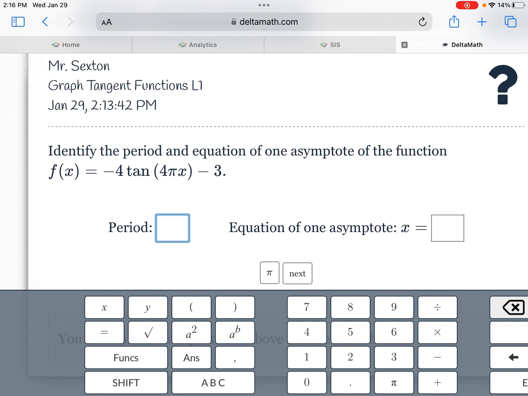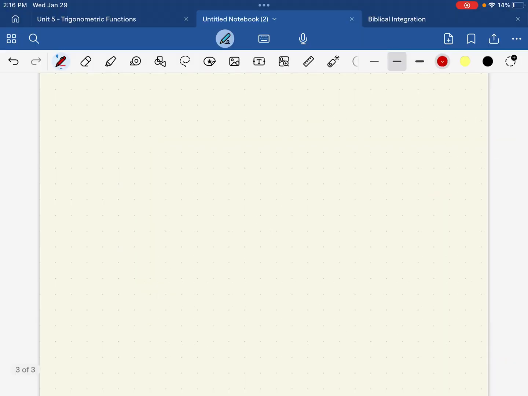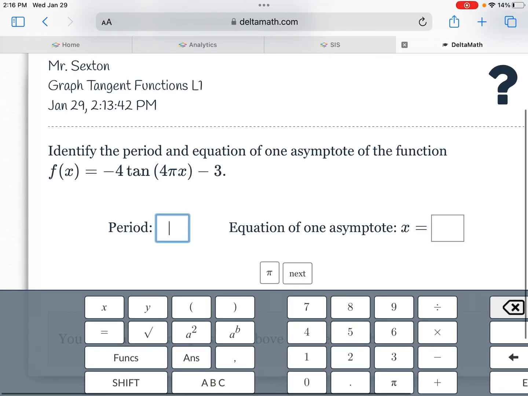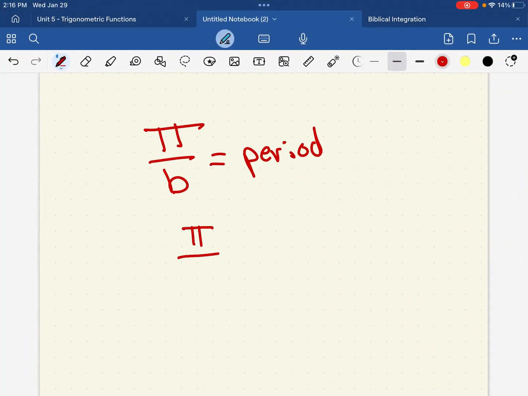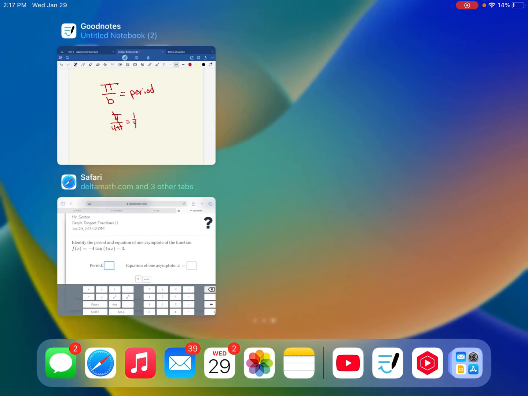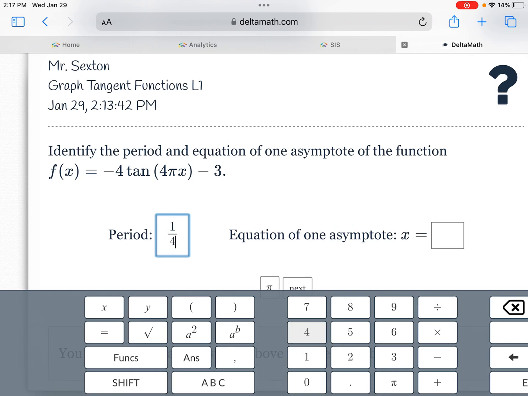The first thing it's gonna ask you is for the period. Now remember from our notes, period is pi over b. So we need to know b in order to know the period. And remember also from our notes, b, if you look at the equation for tangent, is whatever's in front of x. And what is in front of x here? 4 pi. So you would go over here and you would put pi over 4 pi, and luckily the pi's cancel out, so you're left with 1/4 as your period. It's not always the case that they cancel out like that, but sometimes it does. So here we're going to put 1 divided by 4 to get 1/4.